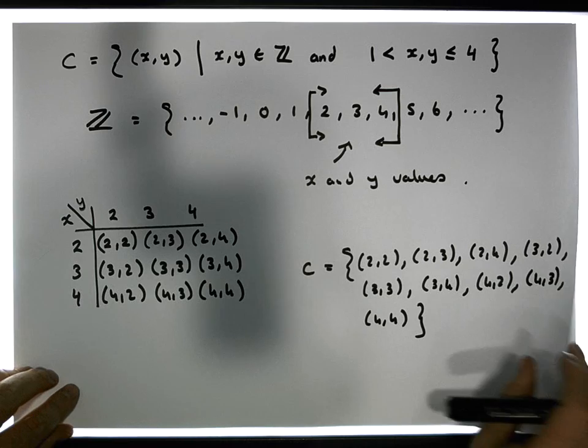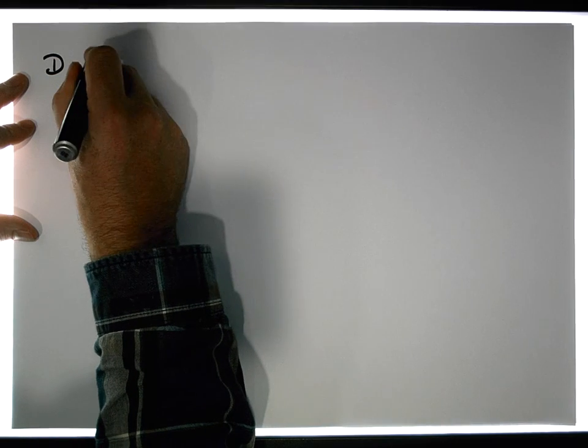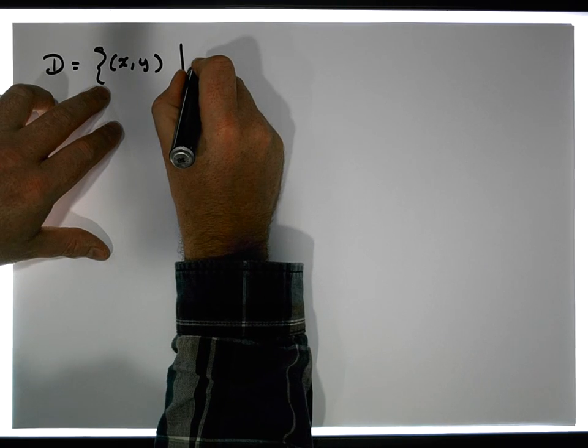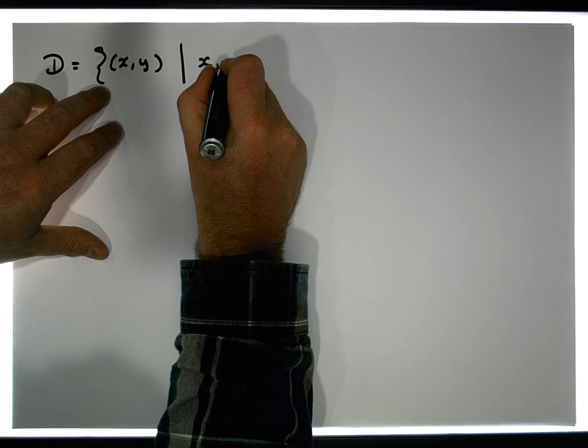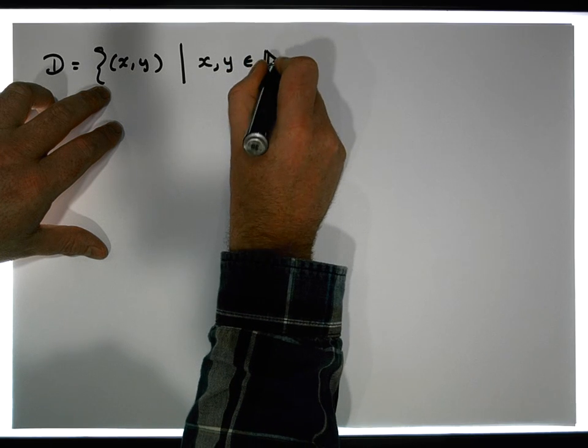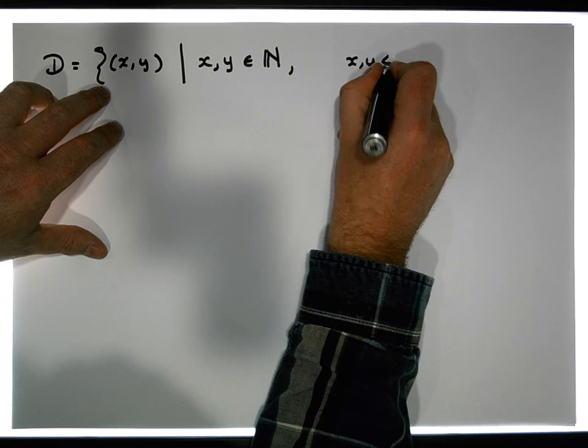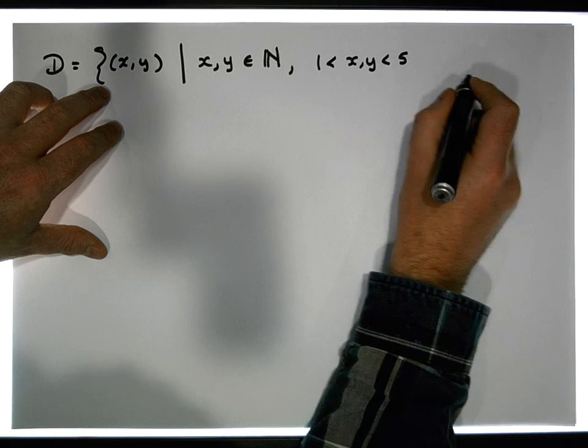Okay, let's see what else we can do. Let's do one final one, okay? Let's keep this ordered pairs scenario going. Let's say D is the set of ordered pairs x, y, such that x and y are elements of the natural numbers. Let's say x and y are less than 5 and bigger than 1.